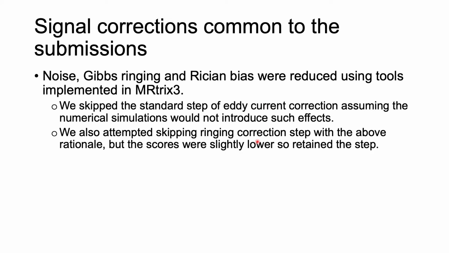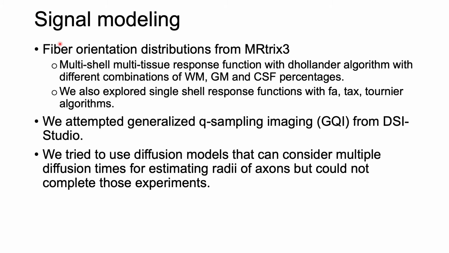We attempted to skip the ringing correction step, assuming similarly, but the scores were slightly lower without the step. For signal modeling, we used fiber orientation distributions from MRtrix with multi-shell, multi-tissue response function with the Dhollander algorithm with different combinations of white matter, gray matter, and CSF percentages. We also explored some single-shell response function algorithms.